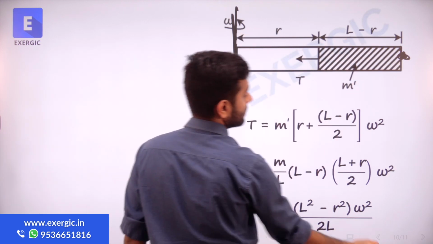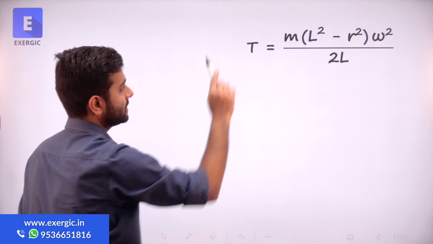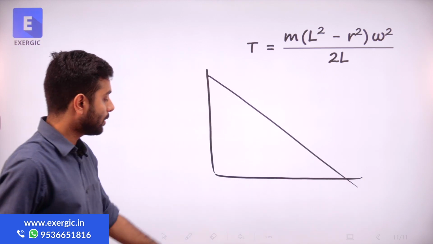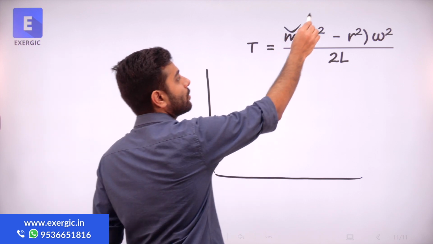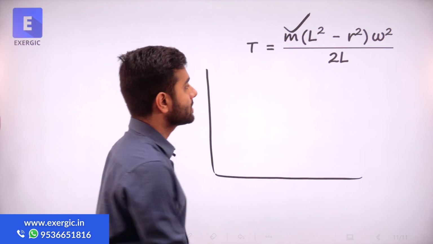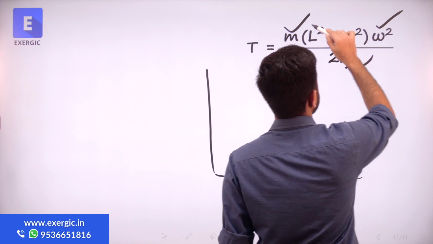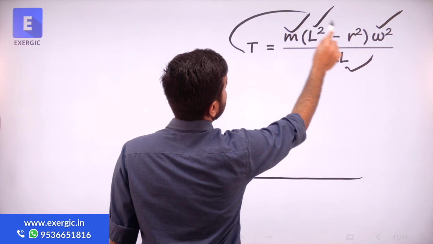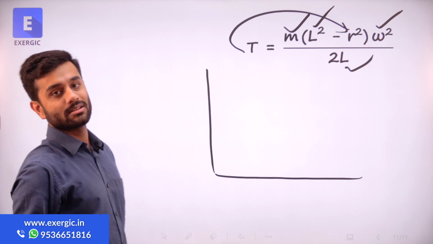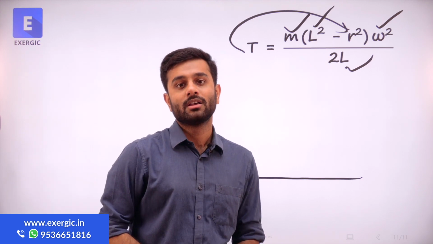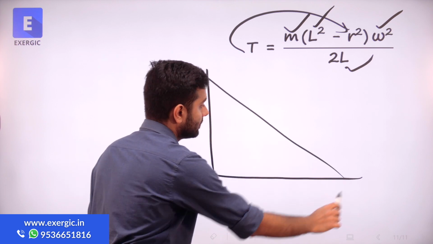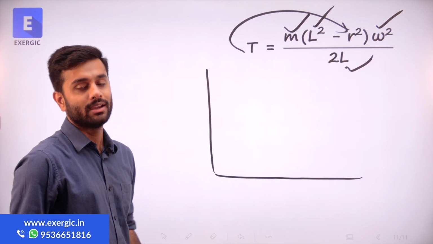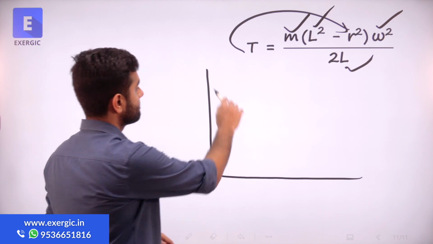Let's have a look only in this expression: is that variation linear? Think about it. This m is constant, representing the entire mass, L is constant, omega is constant, only r is the variable. You can see that the relationship between T and r is not linear, it's a parabolic relationship. So it decreases definitely, but it does not decrease in a linear fashion. It's a parabolic variation.